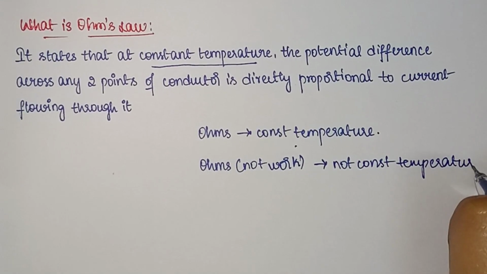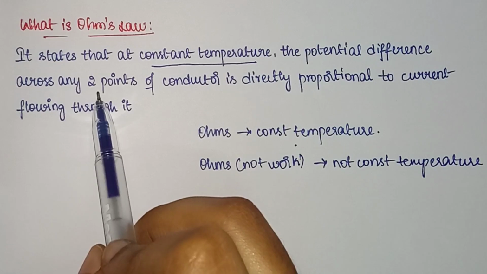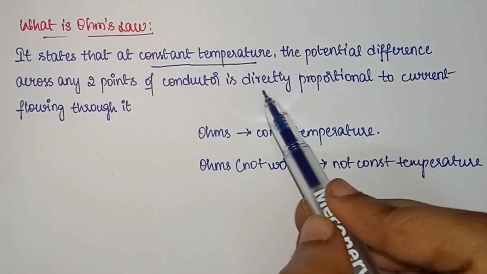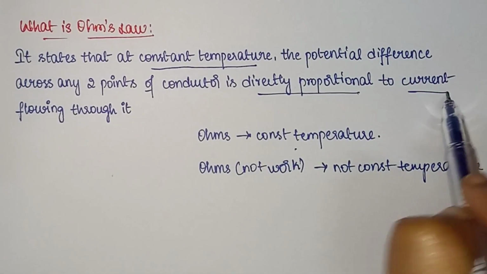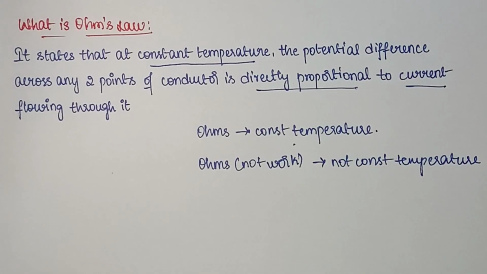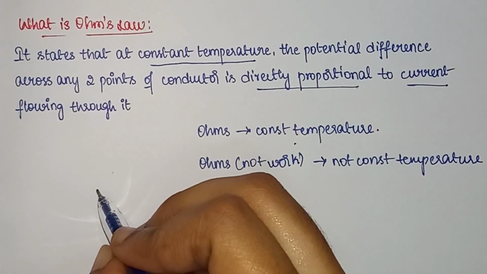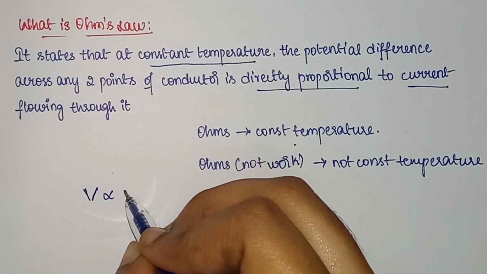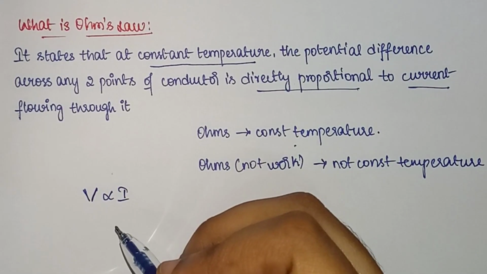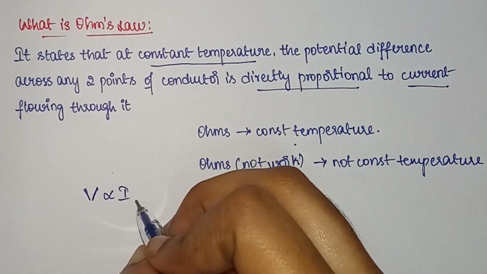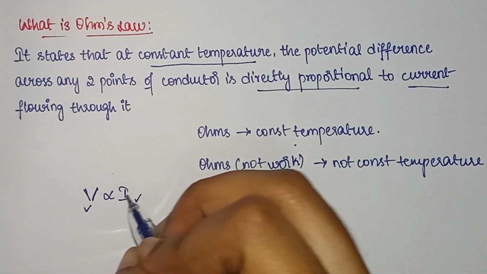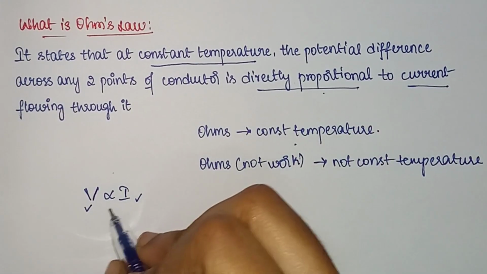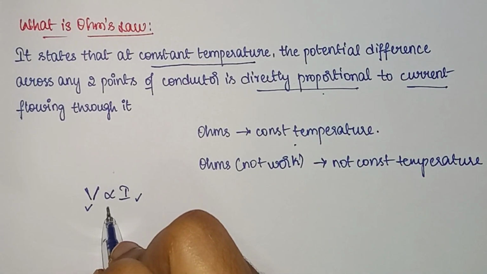And the potential difference across any 2 points of a conductor is directly proportional to the current, which means that you can represent it in the form of V is directly proportional to I, which means this is our current, this is our potential difference, and this is a directly proportionality symbol.